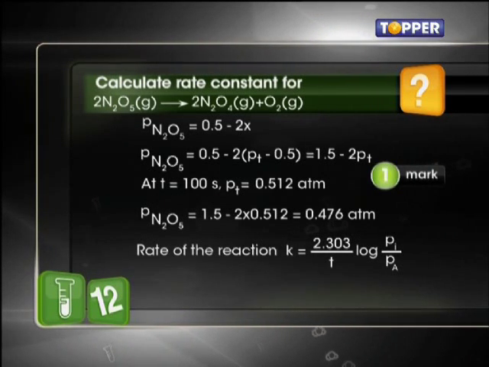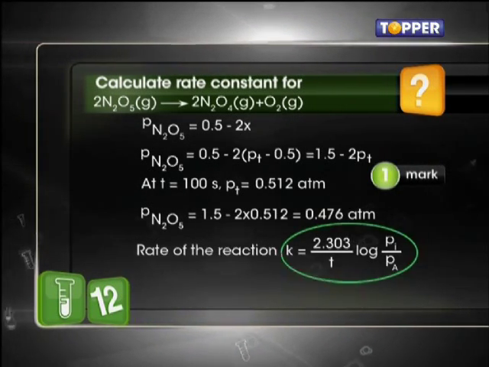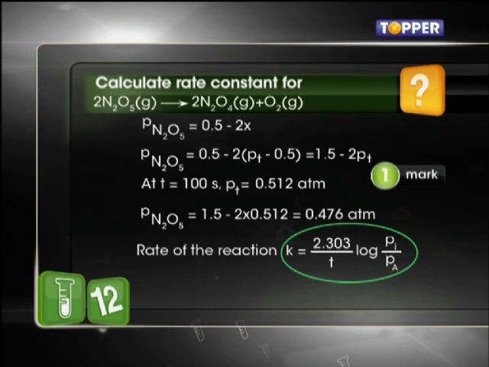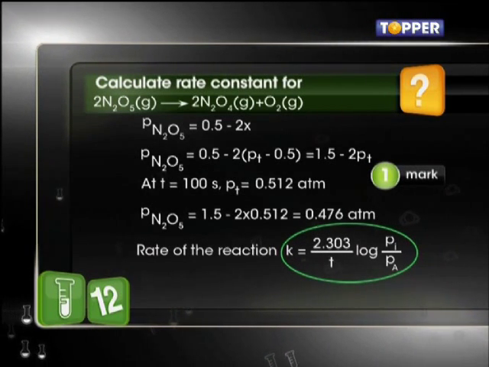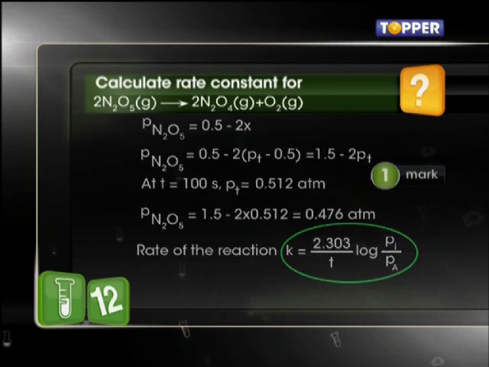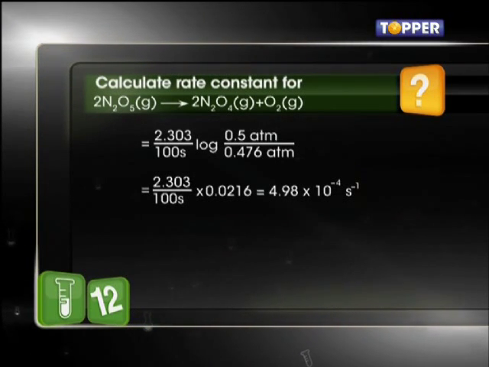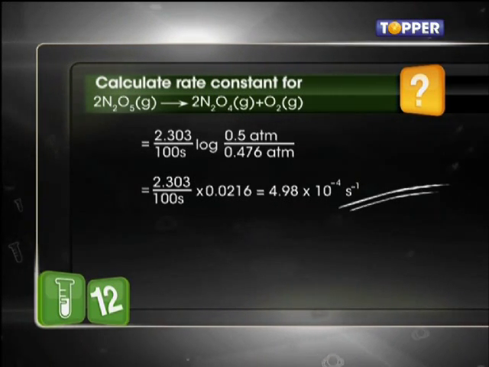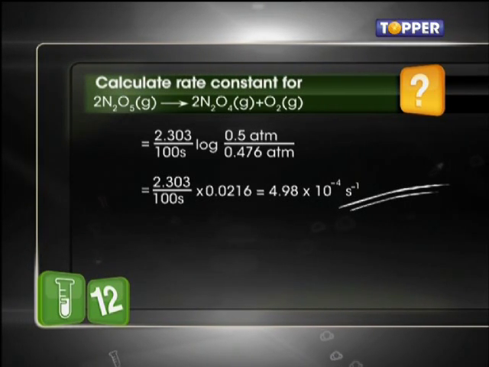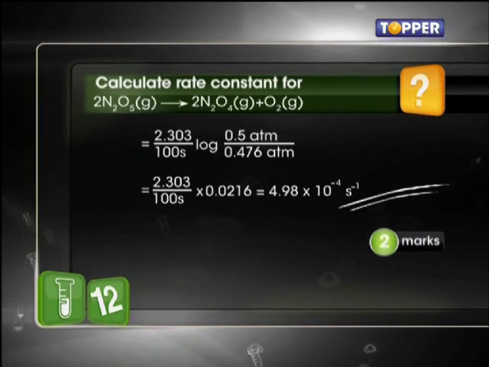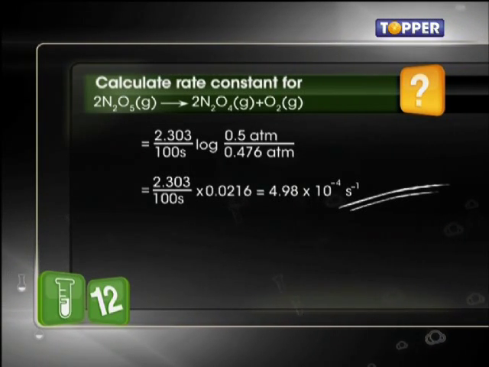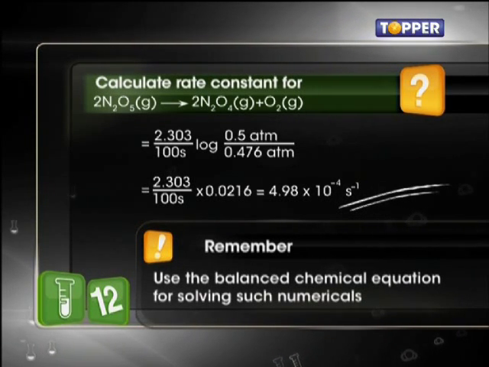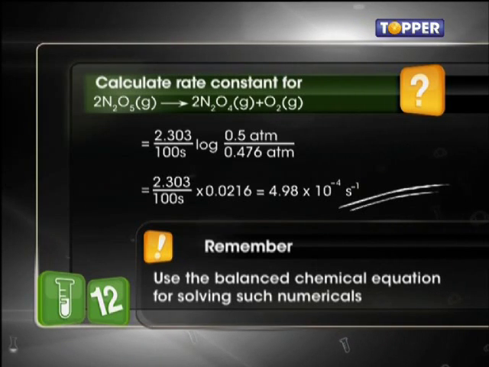It is given that at t equals 100 seconds, the total pressure is equal to 0.512 atmosphere. The rate constant K is equal to 2.303 divided by time t into log Pi divided by Pa. On substituting the values of t, Pi and Pa, we get the answer as 4.98 multiplied by 10 raised to the power -4 per second. Remember to use the balanced chemical equation for solving such numericals.